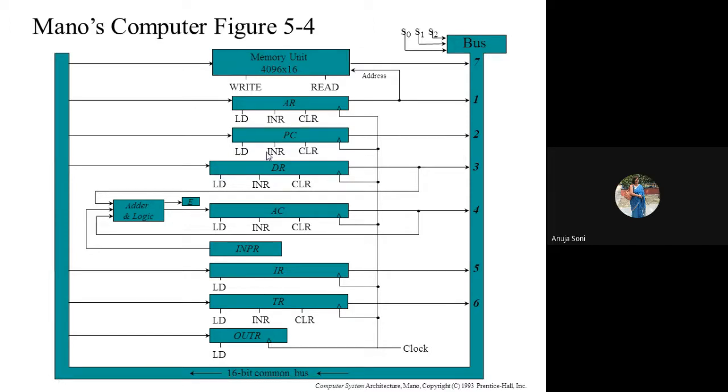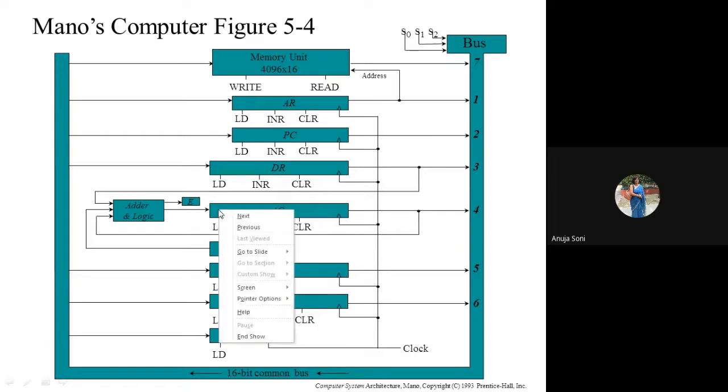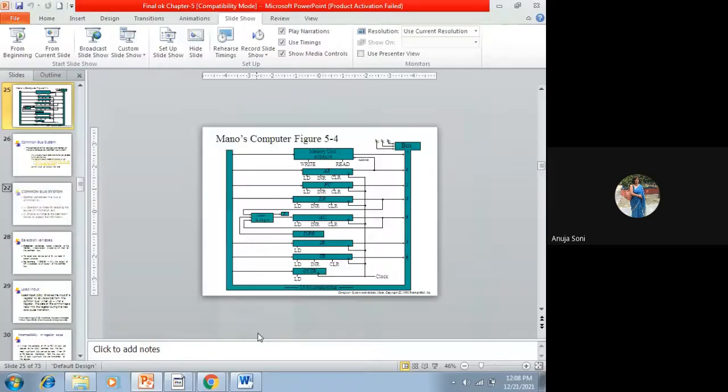Now, how will the second transfer take place? Data from DR will go to the adder and logic circuit. The built-in operation supported by it, that is the transfer operation, will take place, and then data finally will be loaded to the AC register, and finally the load signal of AC will be enabled. So how will we write down the entire statement? This way only.